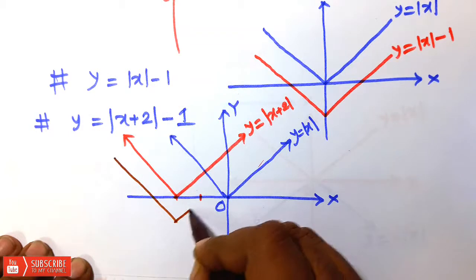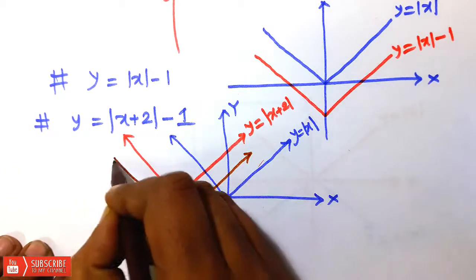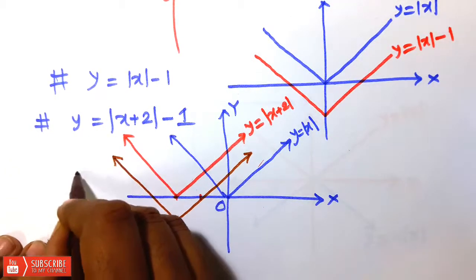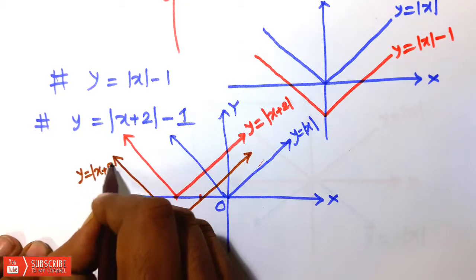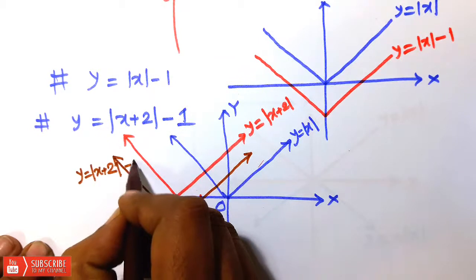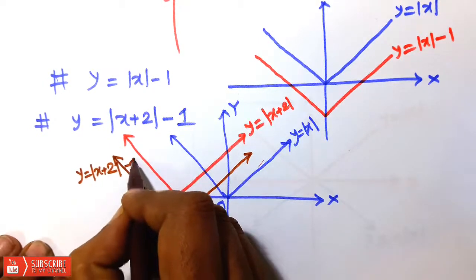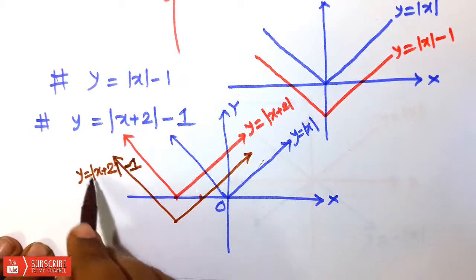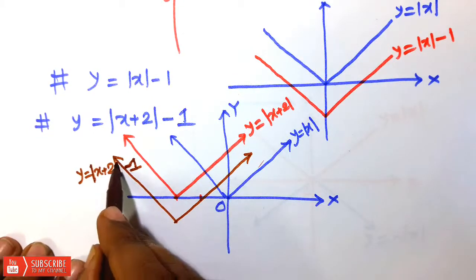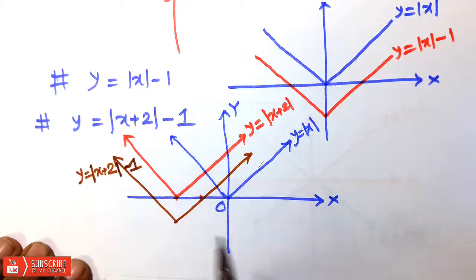Okay, yes, this one. This gray colored graph is for y is equal to modulus of x plus 2 minus 1.